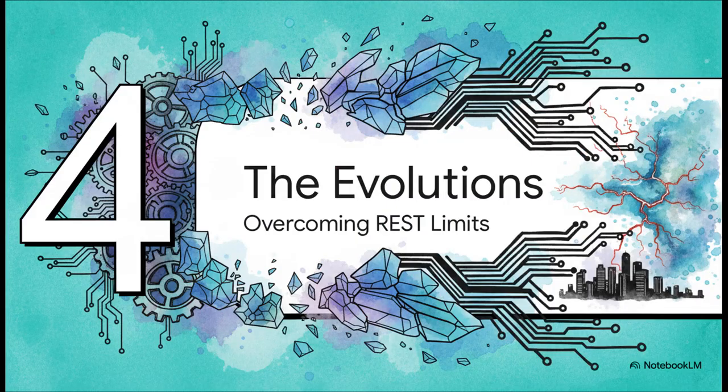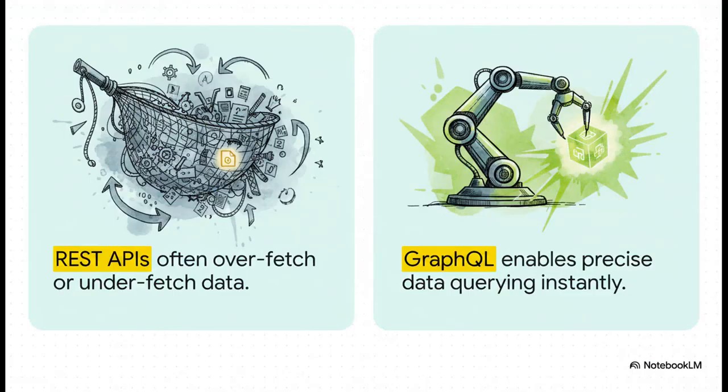But the web didn't stop there. Let's look at Section 4, The Evolutions, overcoming REST's limitations. As applications grew massive and started scaling globally, developers began hitting the limits of the REST architecture. It kind of forces you into a fetching dilemma.